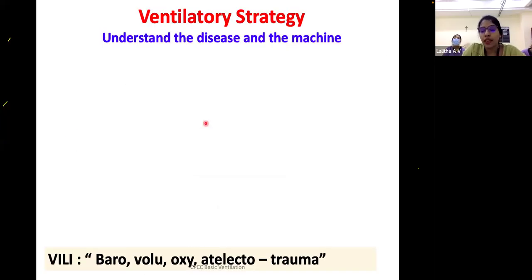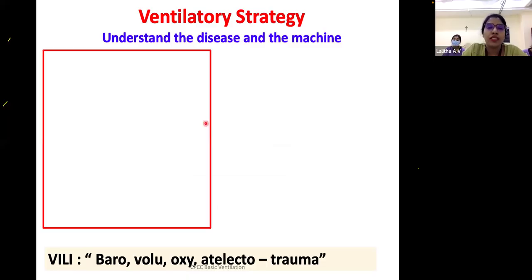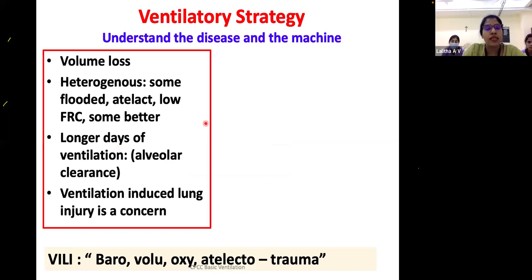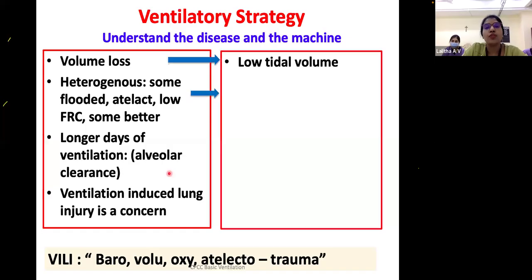So in the ARDS, you need to understand the disease as well as the machine. So in disease, we have spoken so much about volume loss, baby lung, heterogeneous lung, and decreased FRC, atelectatic alveoli. And if we don't do wise ventilation, the ventilator-induced lung injury becomes a concern. So what are we supposed to do?